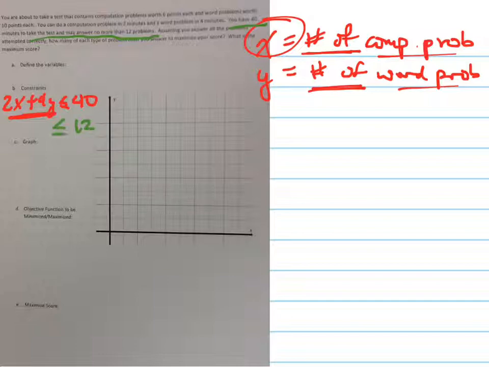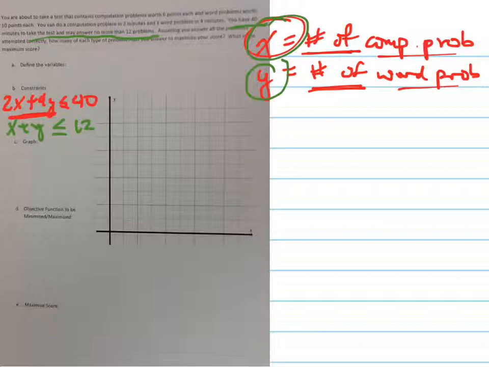So there's my next constraint. The number of problems I answer constraint is the green one. And what did it say I have to do? I can answer no more than 12. So how does that relate to X and Y? X is the number of computation problems you can answer. Y is the number of word problems you can answer. So what do I do with X and Y? I add them together. X plus Y is the total number of problems I would have answered. And that has to be less than or equal to 12.